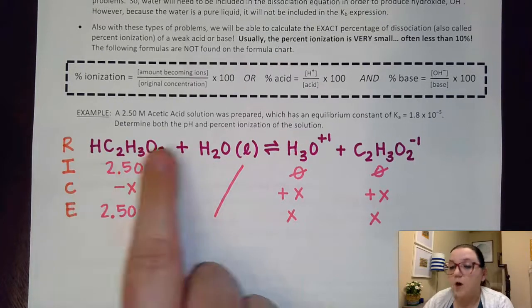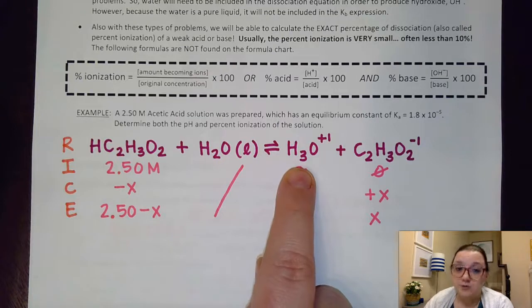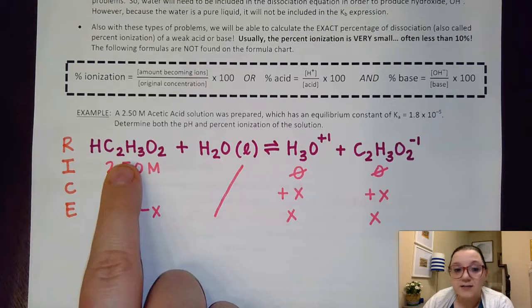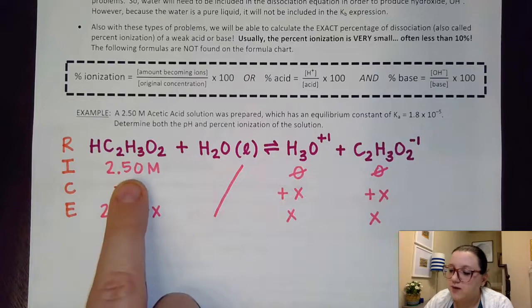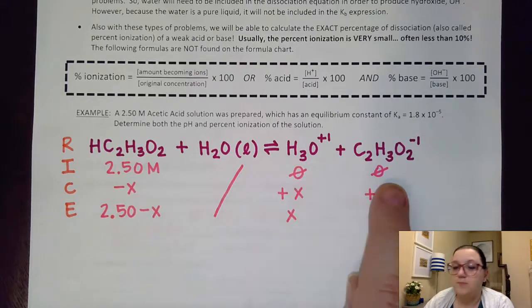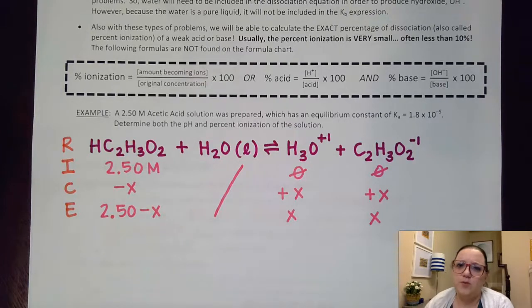And so when the water accepts that proton, its conjugate acid ends up forming hydronium. For the acetic acid, once it makes its conjugate base, we would end up with just the acetate polyatomic ion here. So then, initial concentrations. I would have my 2.50 molar of the acetic acid and 0 of both hydronium and acetate. Notice I crossed off water here. I didn't even bother with the rice table.